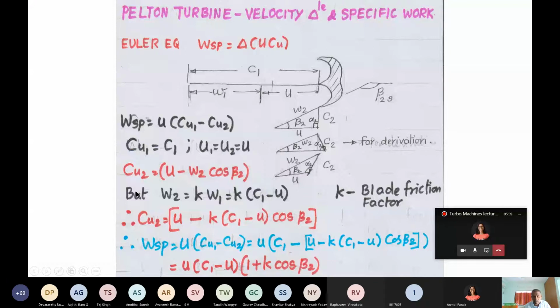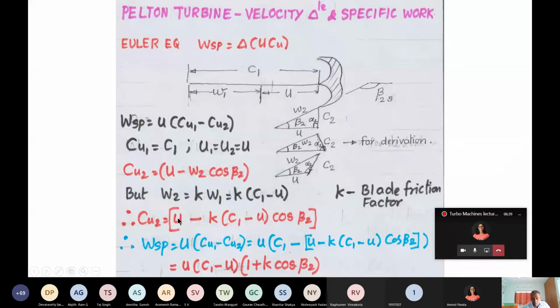So W2 is K into W1, and W1, from the first velocity triangle, is nothing but C1 minus U. Therefore, Cu2 is equal to U minus W2 cos beta 2, where W2 is written as K into C1 minus U. Then that cos beta 2 is retained.